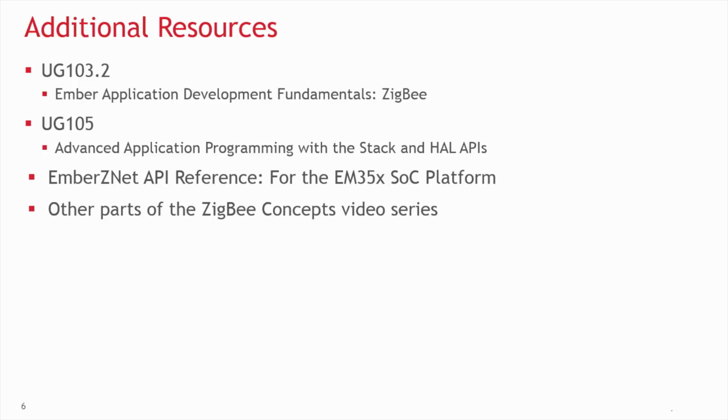This concludes our discussions on network activities. You have seen how networks are formed, how devices join and rejoin the network, and how to resume a place in the network, and the Ember ZNet API calls you would use for typical network activities.